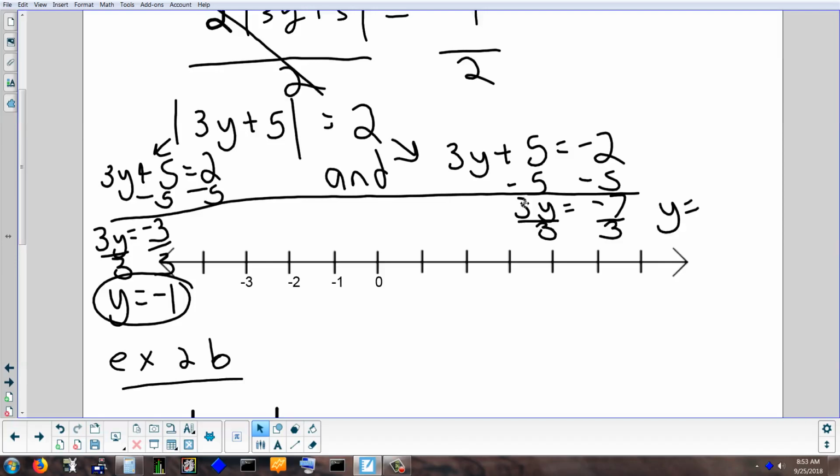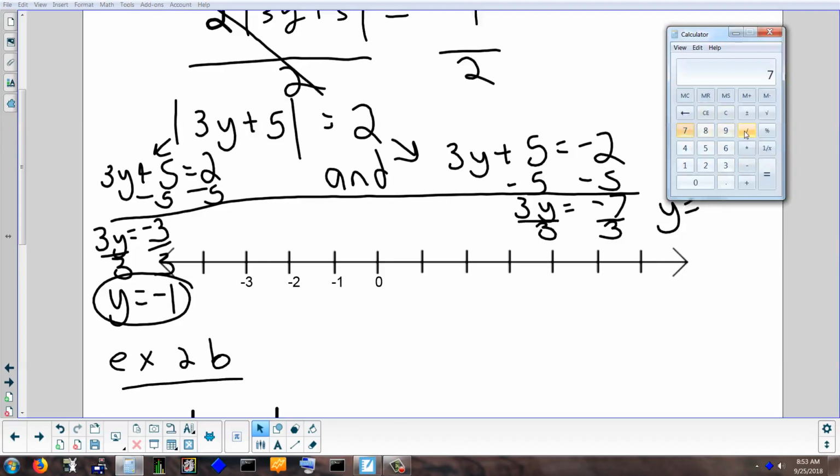Y equals, we can make this, say, did you do that on the calculator? I don't even work on it.